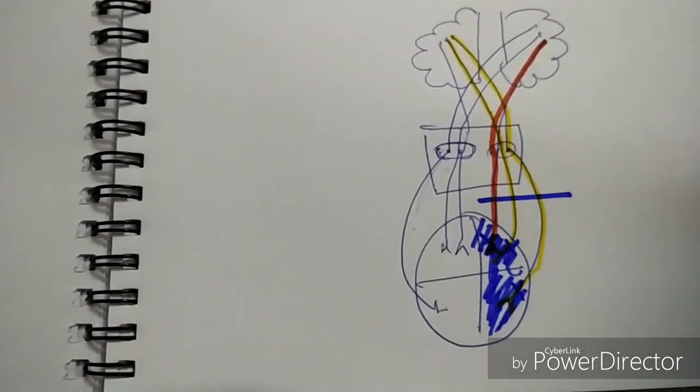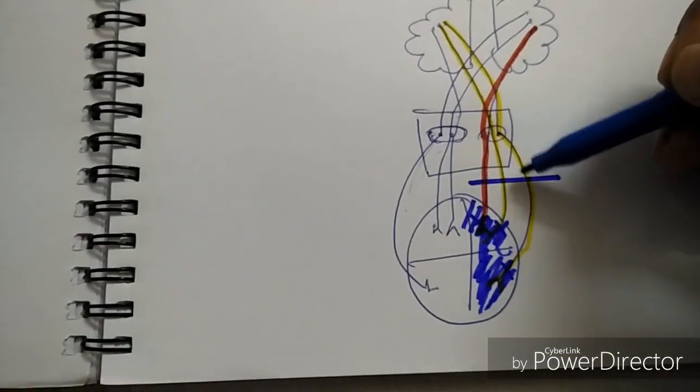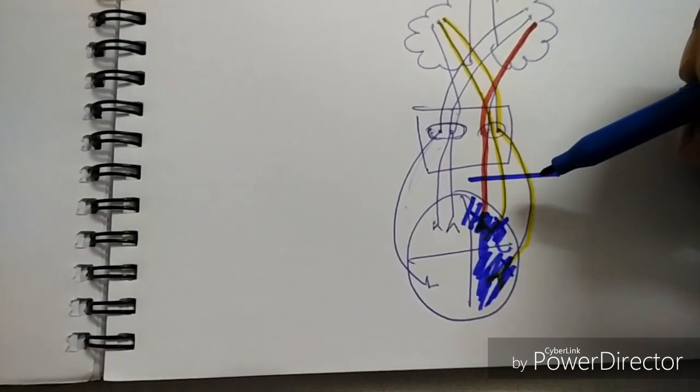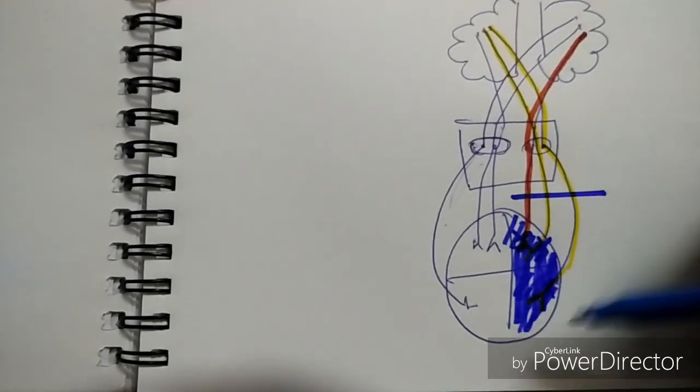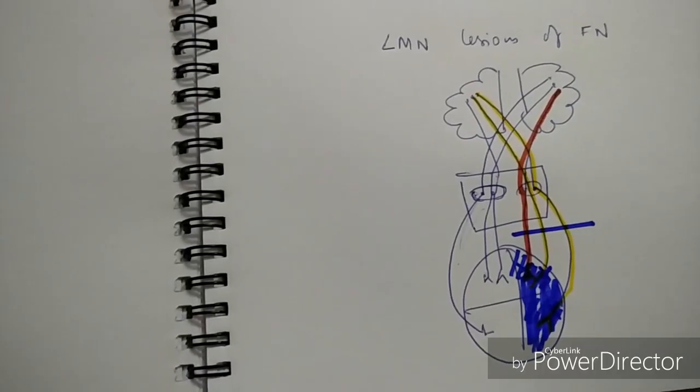Now you can clearly see that when there is a lower motor lesion of facial nerve, the entire half of the face on the same side is affected. It is a very simple concept.